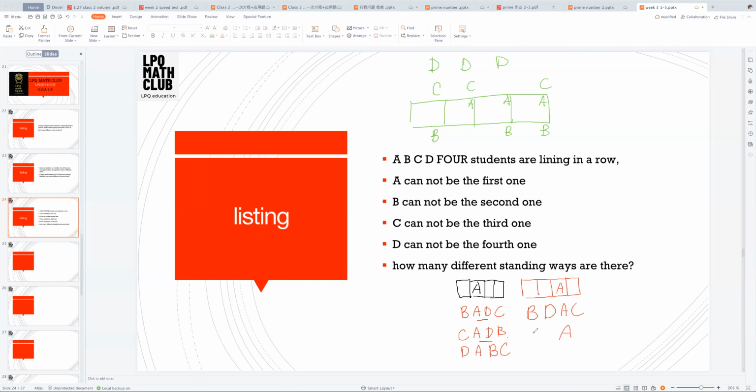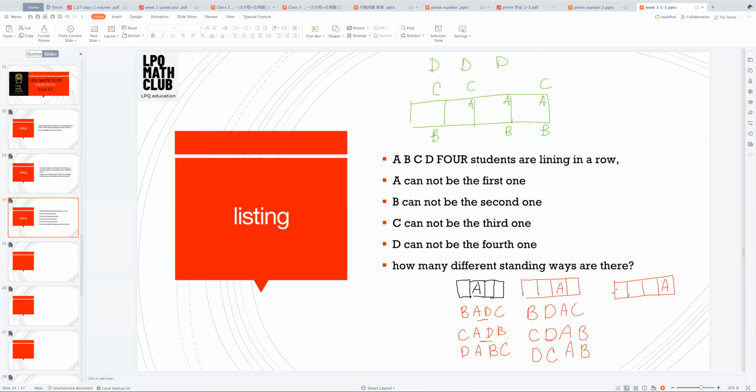Which number am I going to put first? Yes, C. If C is the first, who is the next? I can put D here. D cannot be the last, so D must be here because number 3 is taken already by A, so the last one is B. If D is the first and A is the third, who is the second? Of course C, because B cannot be the last, so D, C, A, B. Okay, so there are 3 of them as well.